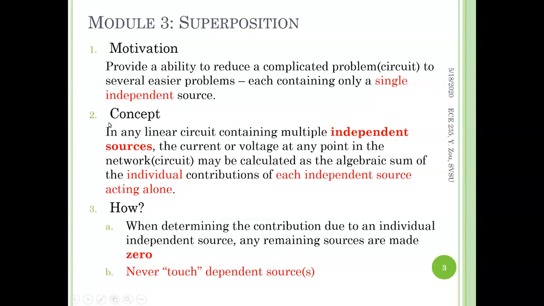Second, what is this technique? It says that in any linear circuit, if it contains multiple independent sources, the current or voltage at any point in this circuit, or network, may be calculated as the algebraic sum of the individual contributions of each independent source acting alone.